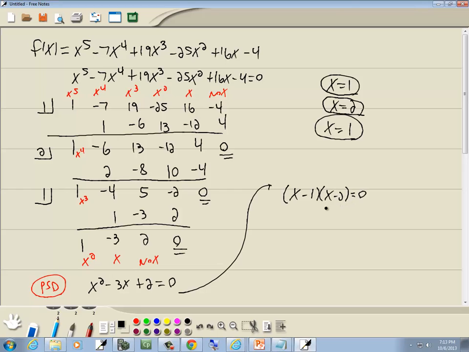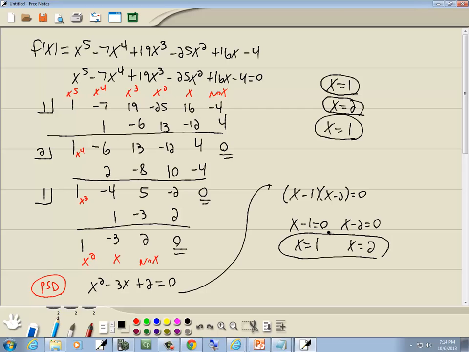Now, the zero factor property says you get 0 on one side, you factor the other side, and you set each factor equal to 0. So I'll set x minus 1 equal to 0 and x minus 2 equals 0. And we get x equals 1 and x is equal to 2. So we found 3 answers here, and these are the other 2 answers. So that gives us our 5 answers.